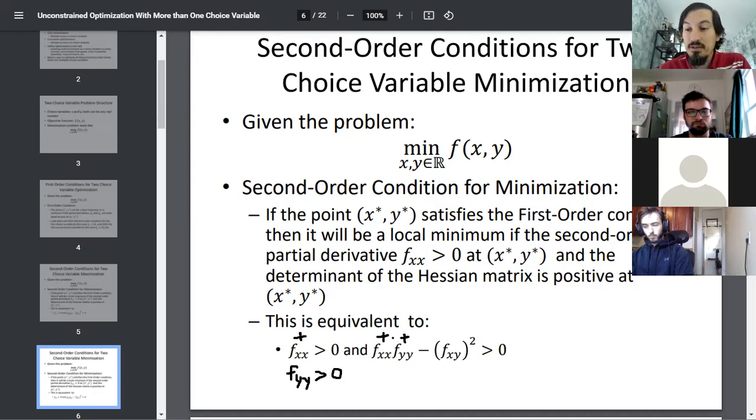Oh, by the way, I do want to have a quiz. Not me, the syllabus claims, and I'm sticking to the syllabus, that there is a quiz on April 8th, which is a week from today. So a week from today, I'll give you a quiz. It's probably going to be one problem about the implicit function theorem and one problem about optimization with two choice variables. So plan on that in a week on Thursday.